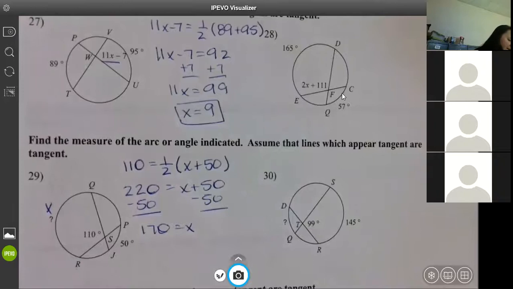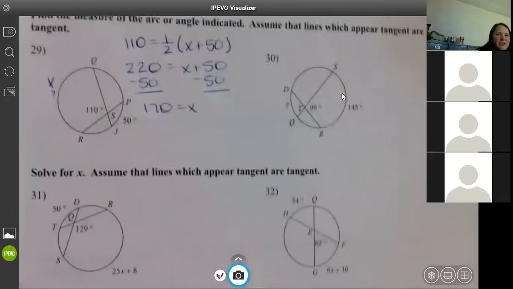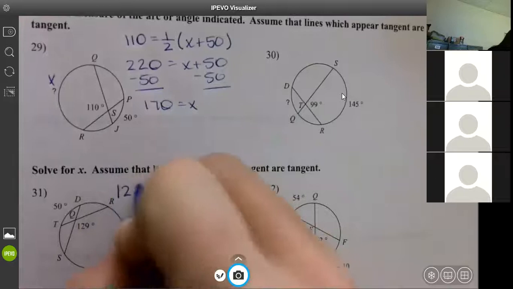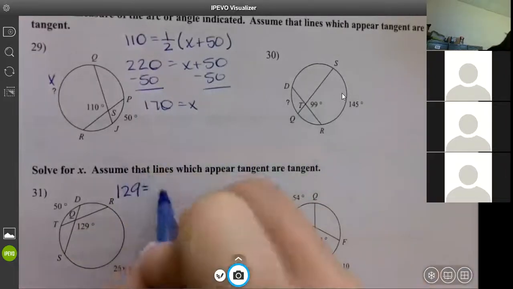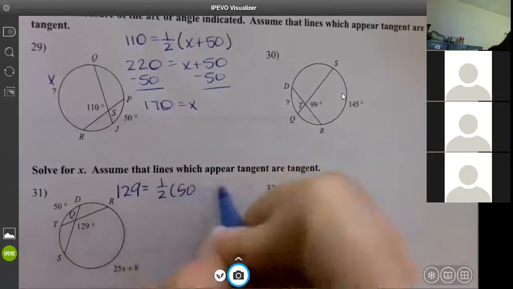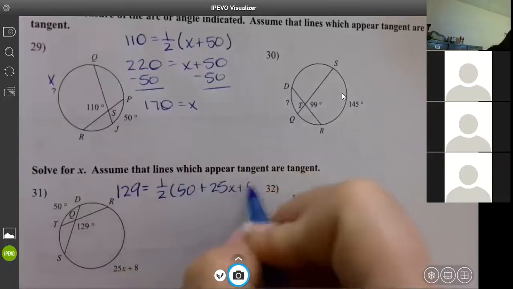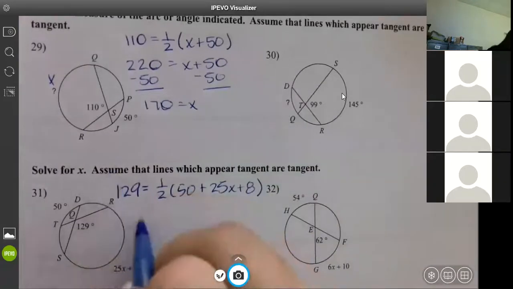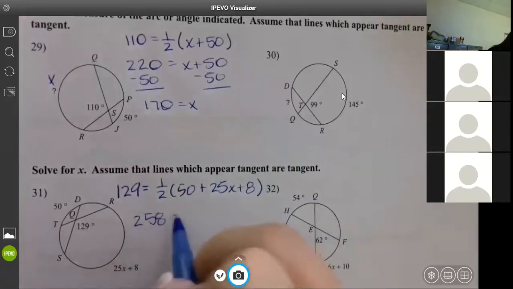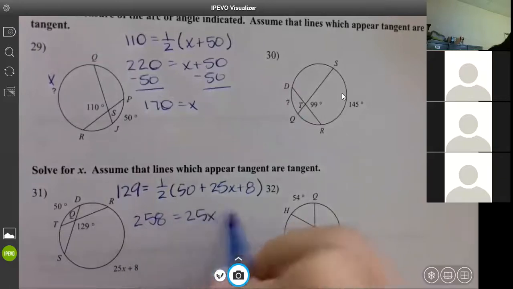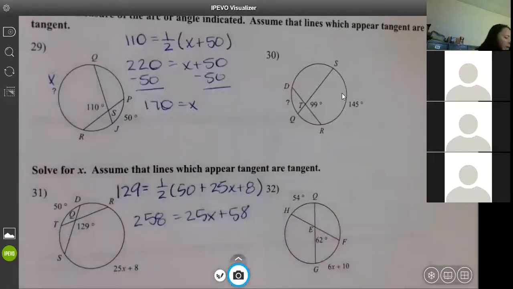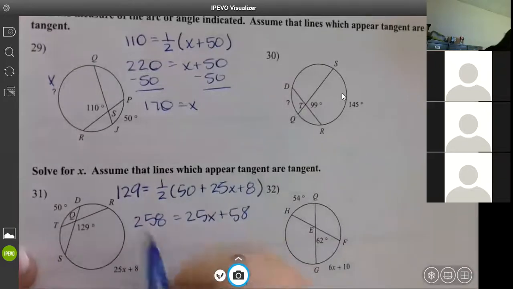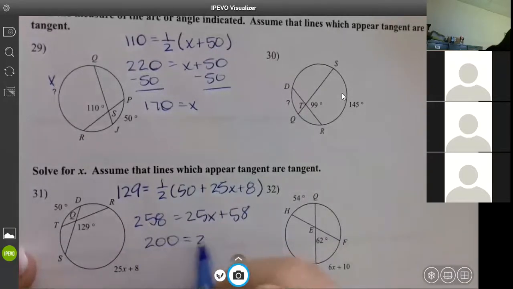All right, 30 is the exact same way. 31, they just add some expressions in. Say your angle equals half of your arcs, 50 plus 25x plus 8. I multiply by 2. So I get 258 equals, I'm going to put these together, 25x plus 58. You're going to solve it by subtracting 58. So you get 200 equals 25x. Divide by 25 and you get x equals 8.